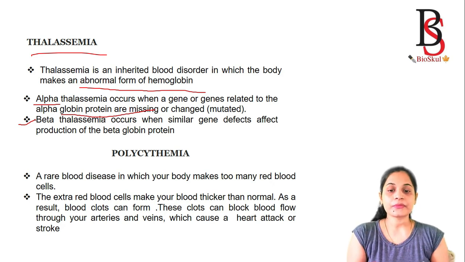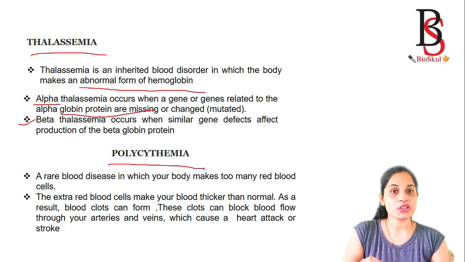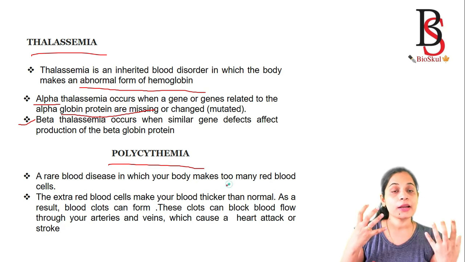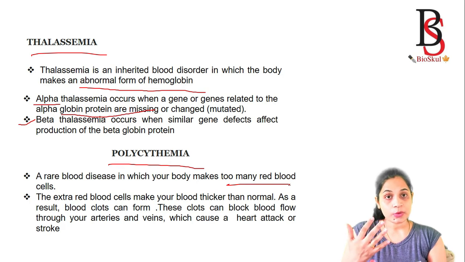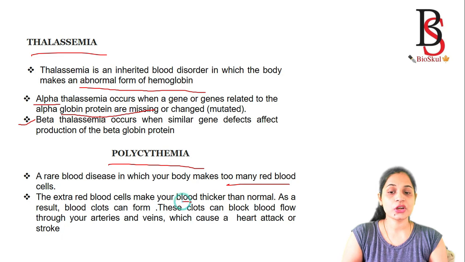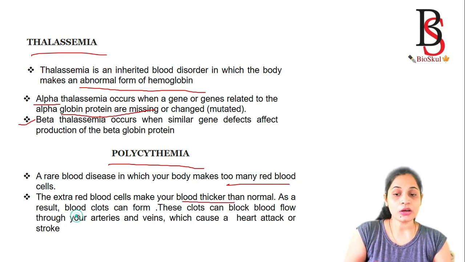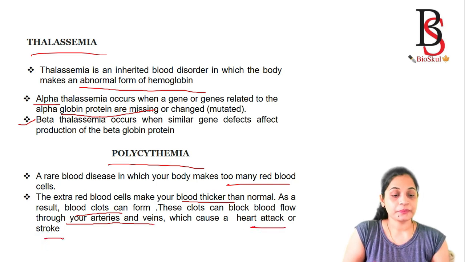Now comes polycythemia. Polycythemia is a rare blood disorder in which the body makes too many red blood cells. Poly means many, so it makes many red blood cells. So what happens when there is production of many red blood cells? Then the blood becomes thicker than normal. As a result, the blood clots. The clot can block the flow of blood in arteries and veins, which causes heart attack and stroke. So polycythemia is also life-threatening.